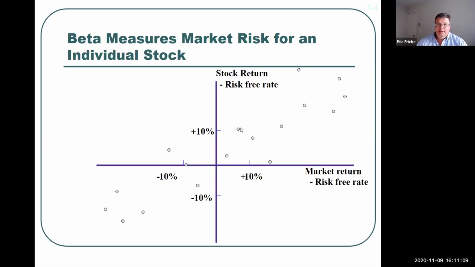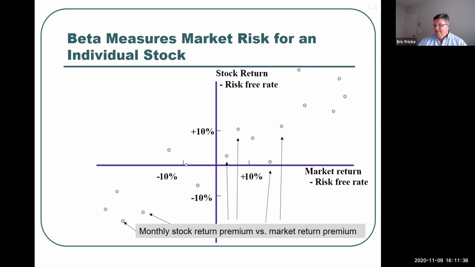In that month, the stock return minus the risk-free rate was a little over 10%. In that same month, the market had a return of about, just go down to the horizontal axis here, that looks to be about 7%, right? And so each data point represents a different month.